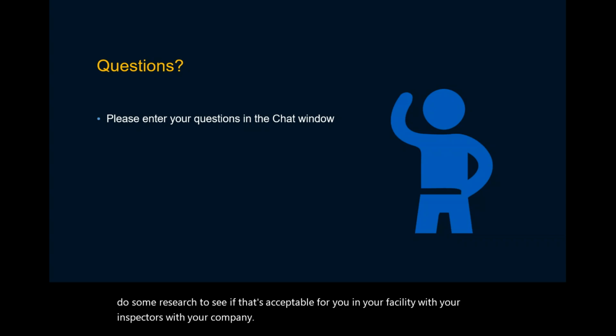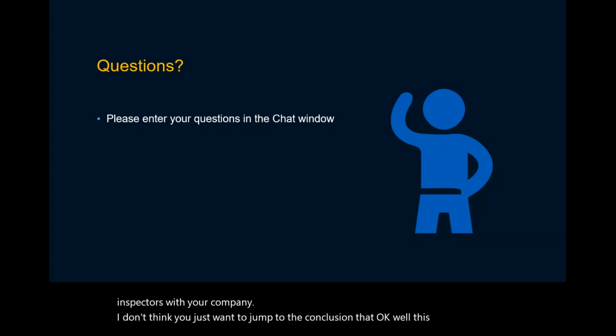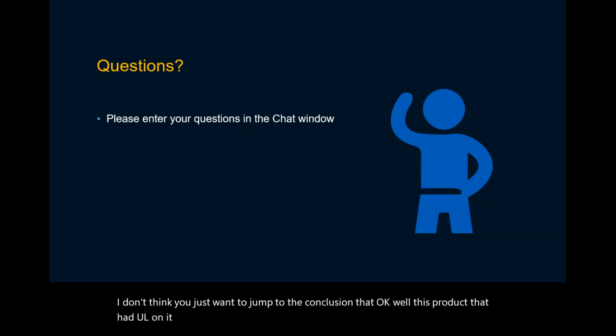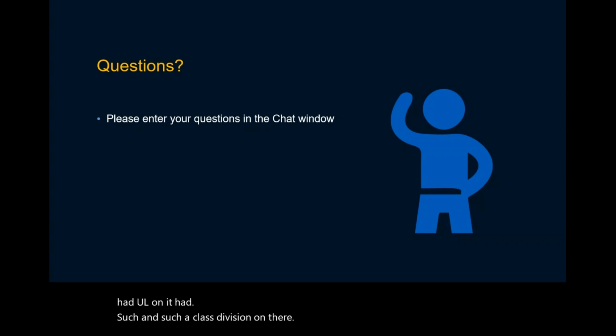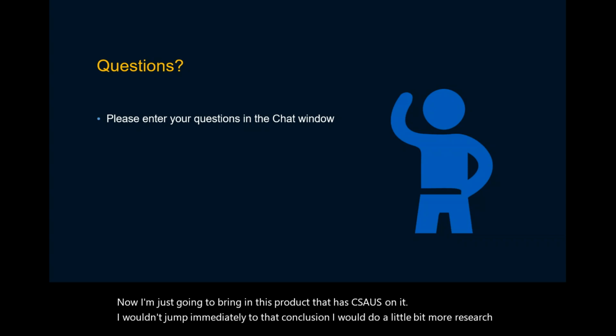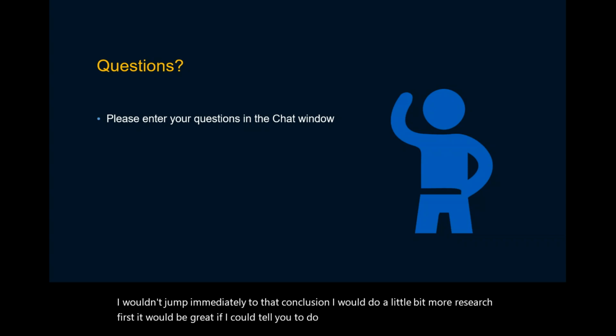I don't think you just want to jump to the conclusion that, okay, this product that had UL on it had such and such a class division on there, now I'm just going to bring in this product that has CSA US on it. I wouldn't jump immediately to that conclusion. I would do a little bit more first. It'd be great if I could tell you to do that, but I think you'd do yourself a favor to dig in a little bit with your local authorities, so to speak.